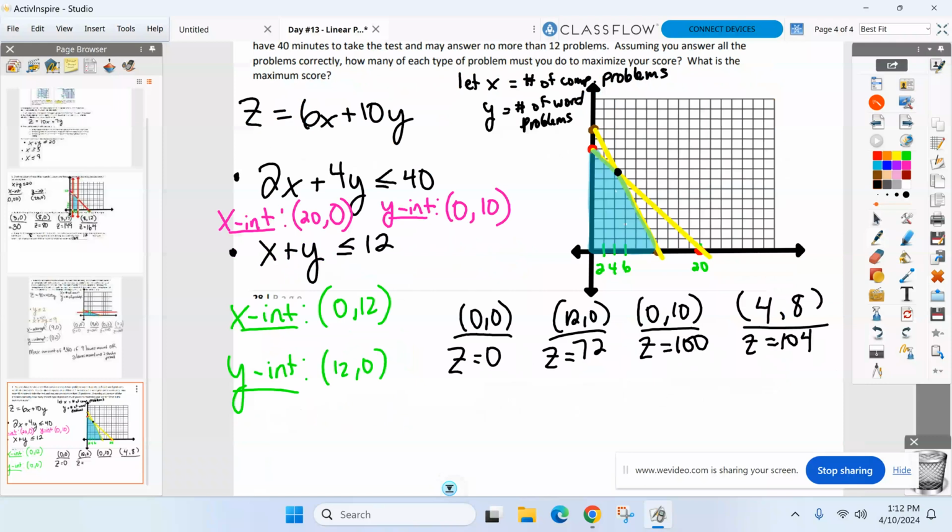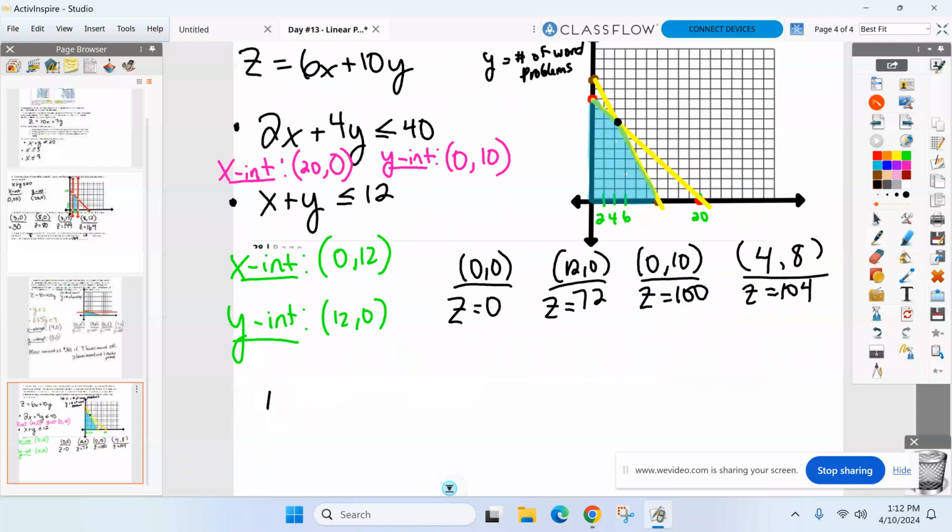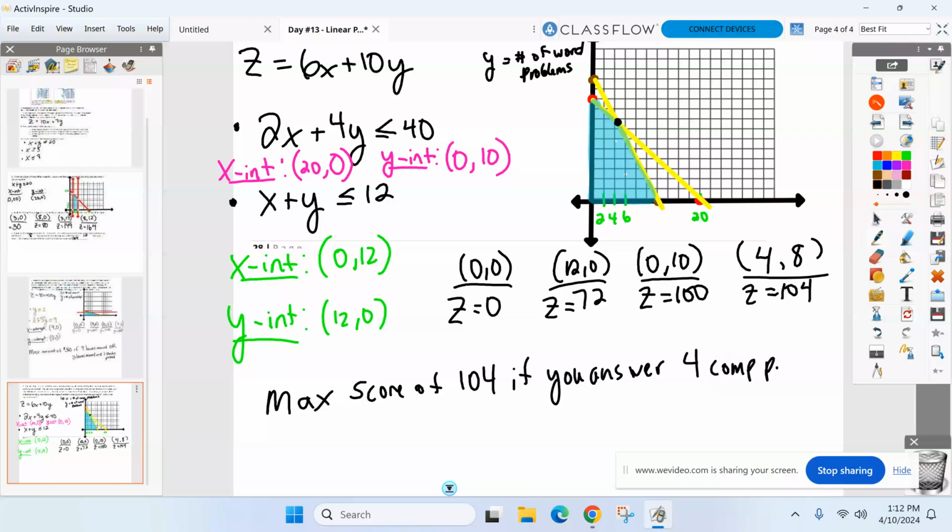All right, little statement down here. Get a max score of 104 if you answer. What's the 4 represent again? 4 computational problems. And 8 word problems.